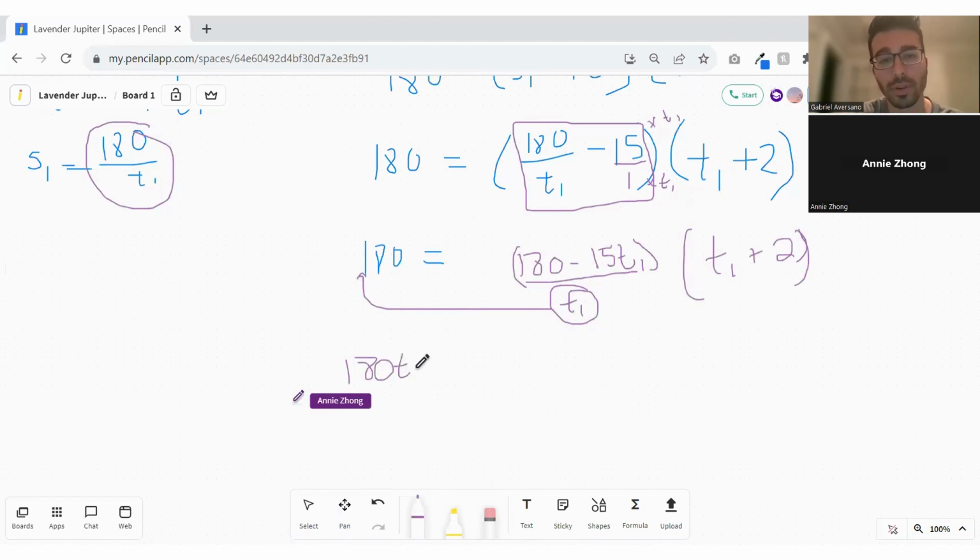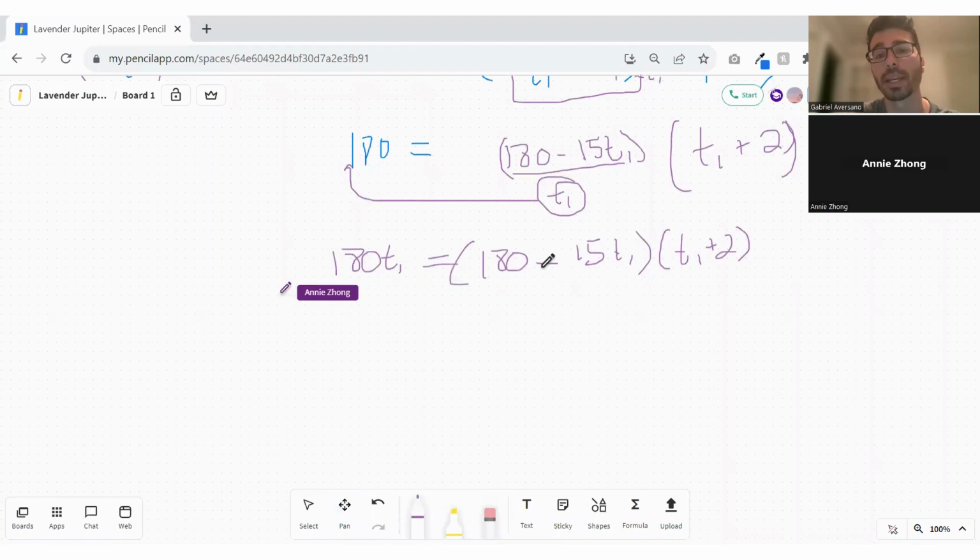Awesome. So this will be 180t1, and let's just write it: this is going to be 180 minus 15 times t1 plus 2. Now you can see we don't have that t1 in the denominator anymore, and that's going to make our foiling a lot easier. Do you want to take a stab at foiling?